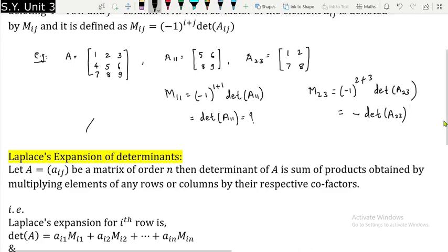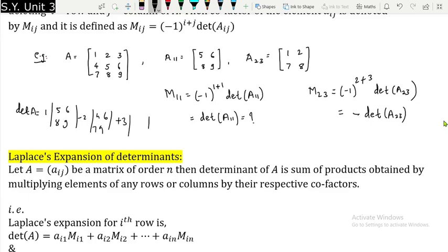For example, if I want to find the determinant of A in this case, how do we find it? We find it as 1 times determinant of 5, 6, 8, 9, minus 2 times determinant of 4, 6, 7, 9, plus 3 times determinant of 4, 5, 7, 8. That is how we do it, right? So we are using the first row in the sense that this 1, 2 and 3 are the elements of the first row. But it is not necessary to use the first row only.